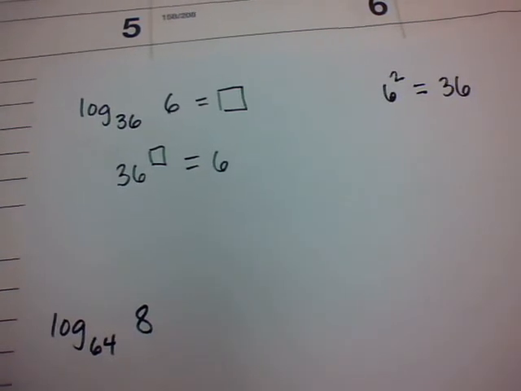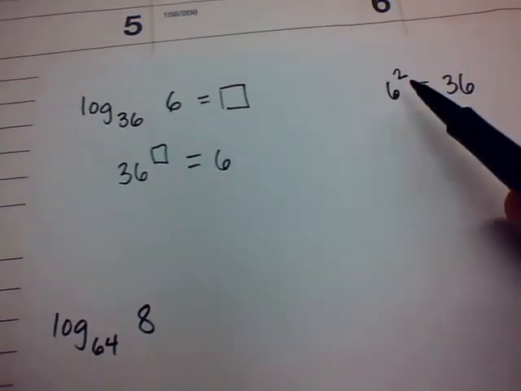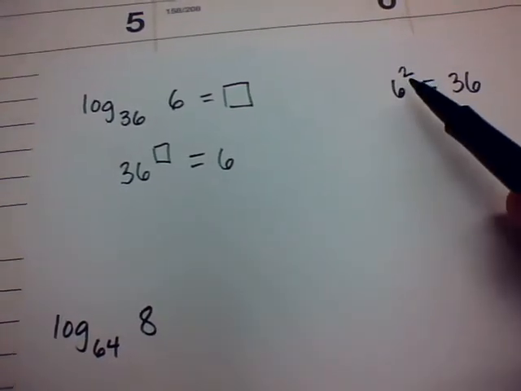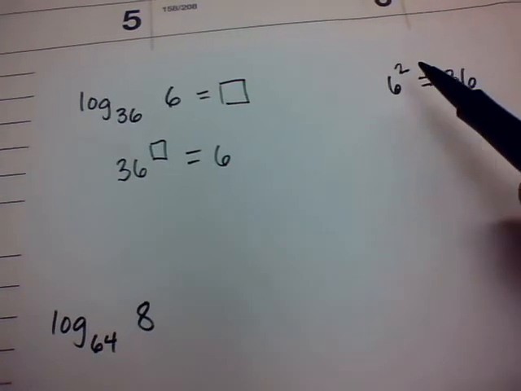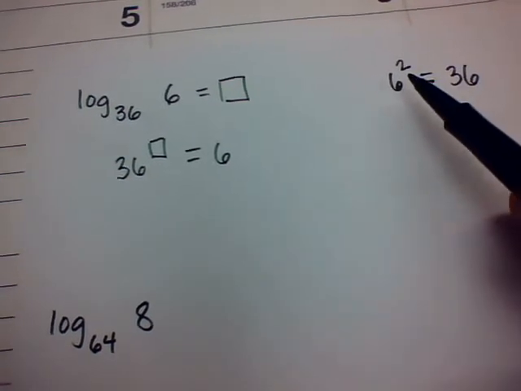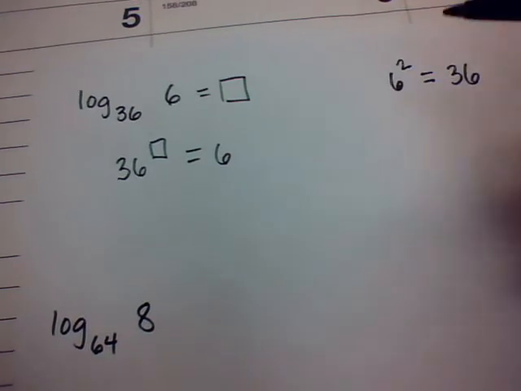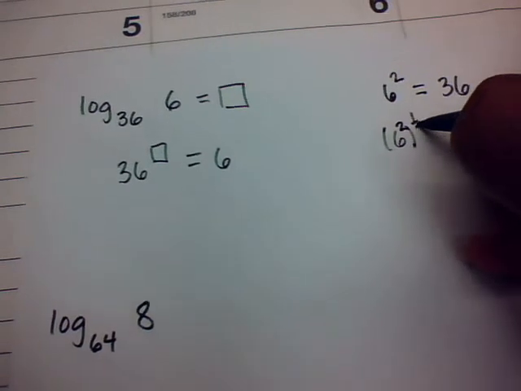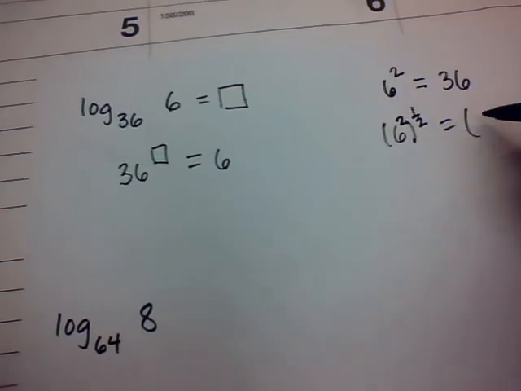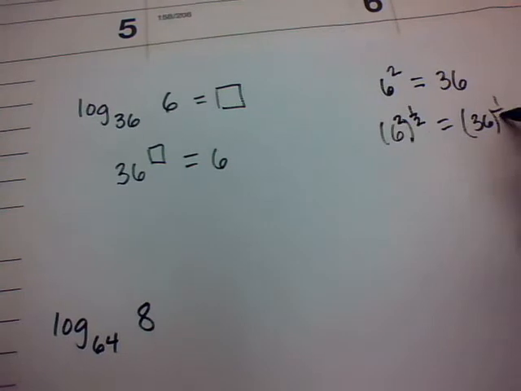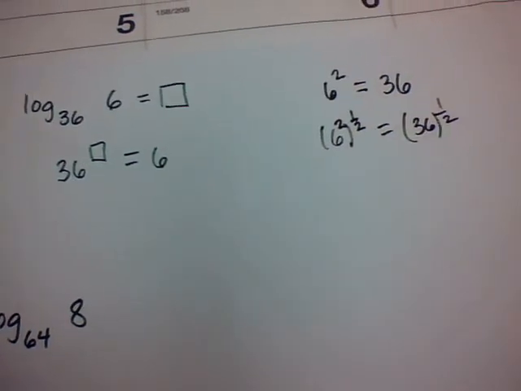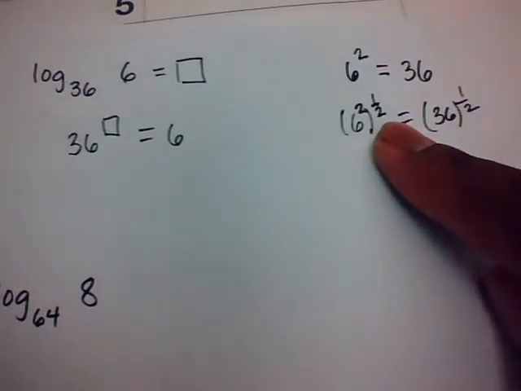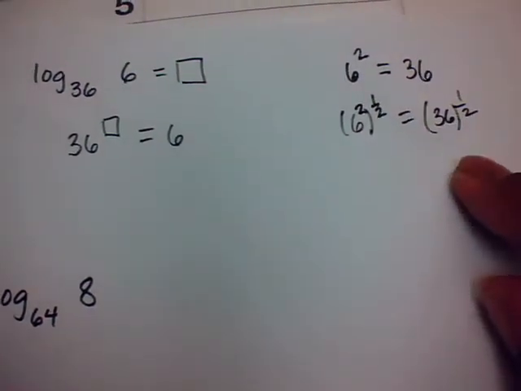Now here's what I'm going to do here. I'm going to turn that 6 to the second into 6 to the power of 1. And to do that, I have an exponent of 2. Now, if I take the reciprocal of 2, that's going to give me 1/2. So what I'm going to do here, I have 6 to the second, and I'm going to raise both sides of this equation to the power of 1/2. Okay, because I have 6 squared raised to the 1/2, and then 36 raised to the 1/2.